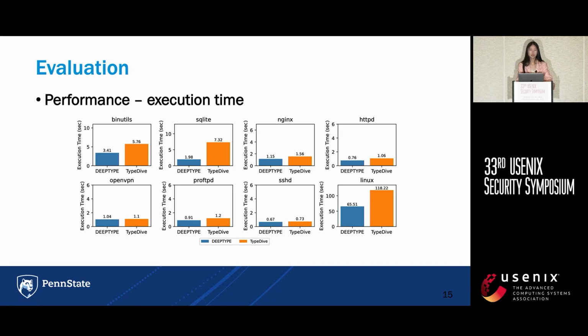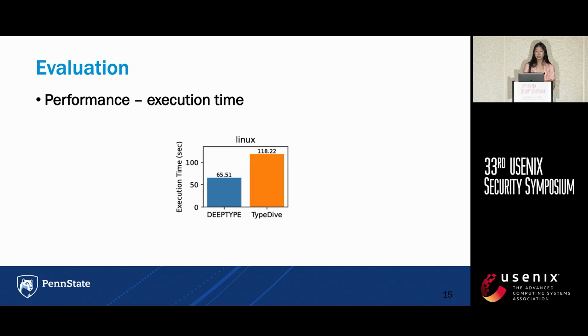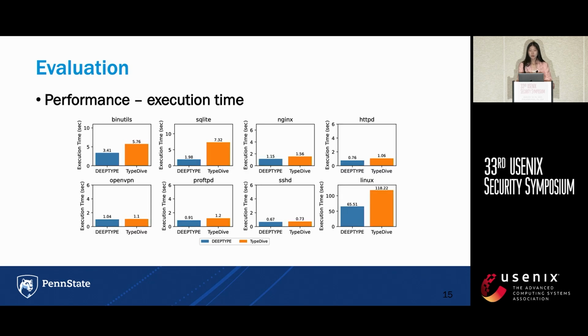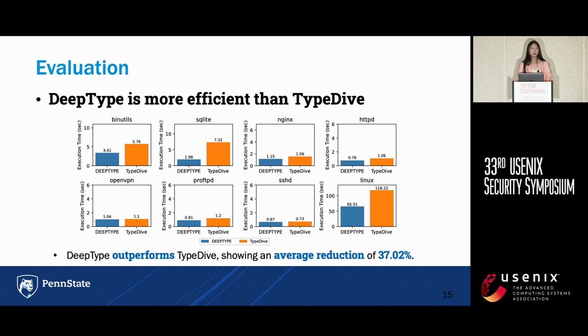This figure shows the execution time of DEEPTYPE and TypeDive. Let's look at Linux as an example. DEEPTYPE spent only 65 seconds to analyze Linux, while TypeDive spent almost double the time. A similar trend can be observed from the other benchmarks. So overall, DEEPTYPE outperforms TypeDive, showing an average reduction of 37%. So we say DEEPTYPE is more efficient than TypeDive.